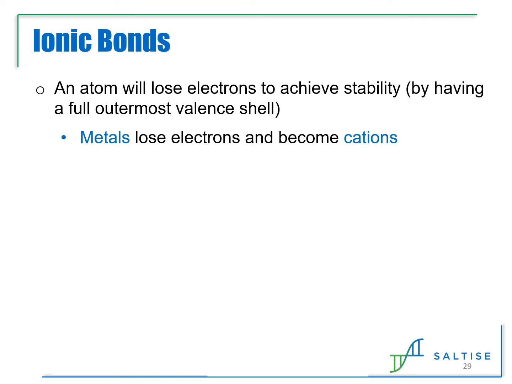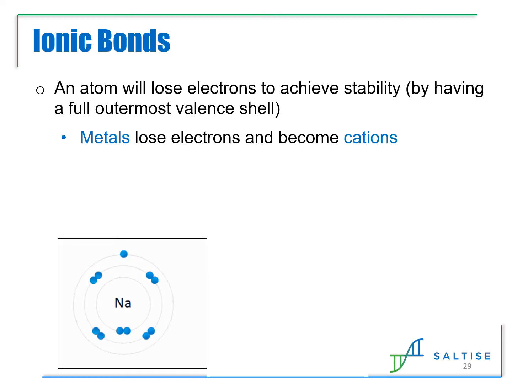As I mentioned earlier, an atom can lose or gain electrons in order to achieve stability. Now, what an atom does depends on what kind of element it is. Metals will lose electrons and become cations. The example we looked at earlier was the sodium atom. Here, once it loses that one lone electron in the outermost orbital, then it'll be left with orbitals that are completely occupied, making the sodium ion stable.